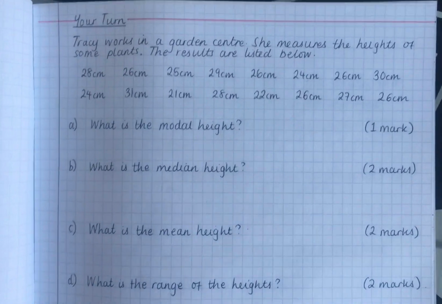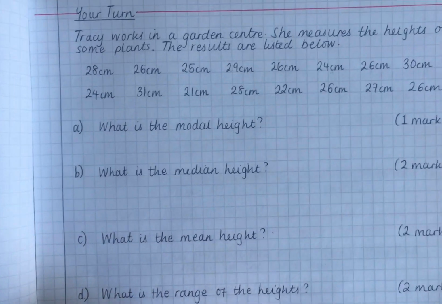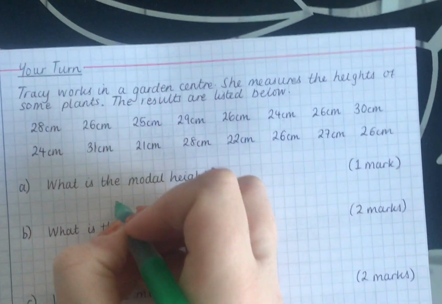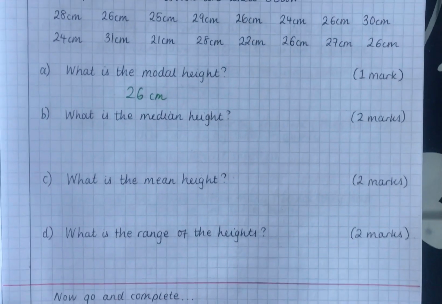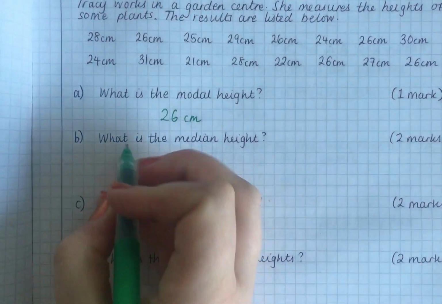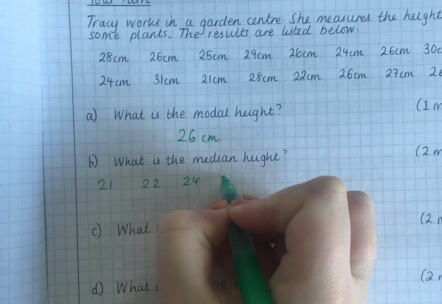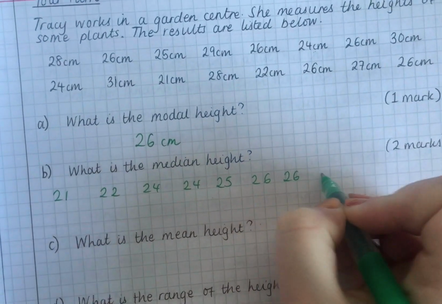Okay, so the solutions for this, so our modal height, we know that mode means the most frequent, and the number that comes up the most is 26 centimetres. So 26 centimetres is our modal height. Now the median, we have to order these numbers. Again, I've done this earlier so that I don't make any mistakes. Just make sure that you don't miss any out. But this is what you should have got.